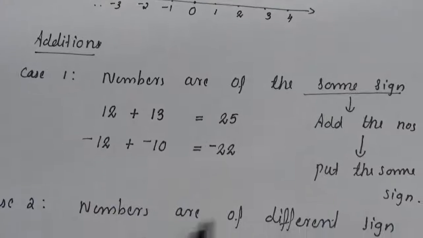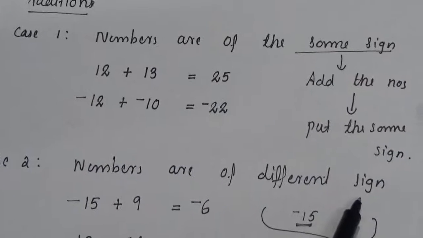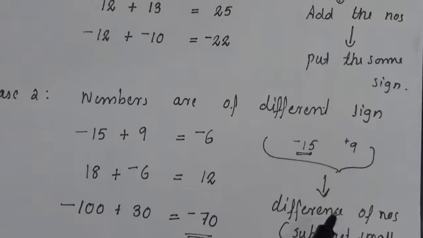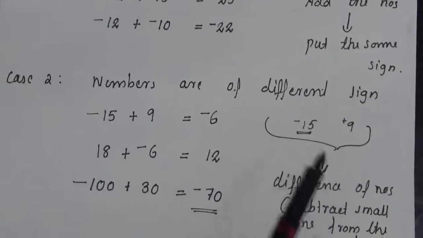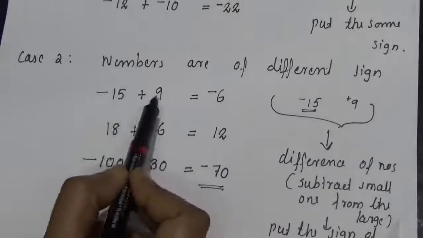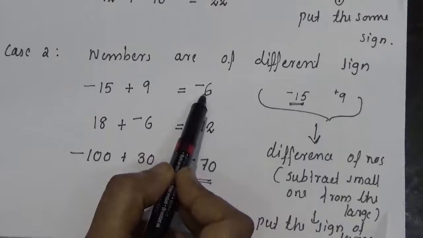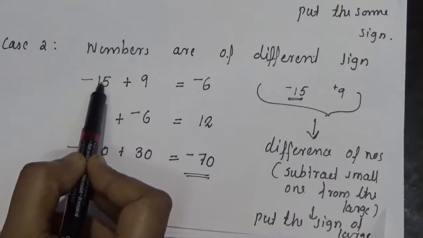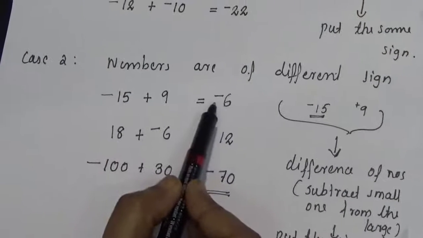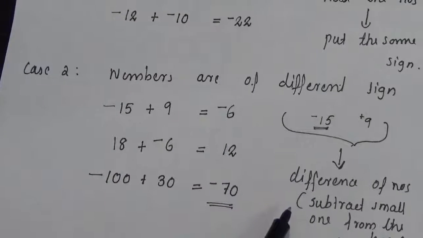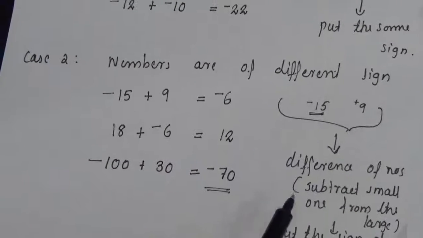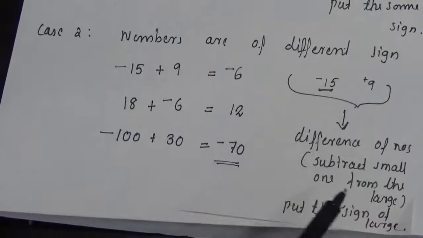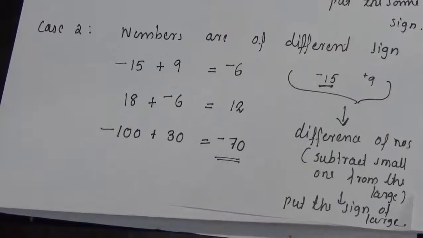If the numbers are of different signs, you find the difference between those two numbers, that is, subtract the smallest from the largest without considering their signs. So that is 15 and 9. The difference is 6. Then put the sign of the large number. 15 is the large number here, so it is negative. Okay. So remember this rule. If the numbers are of different signs, find the difference between the numbers without considering their signs. Then put the sign of the large number.